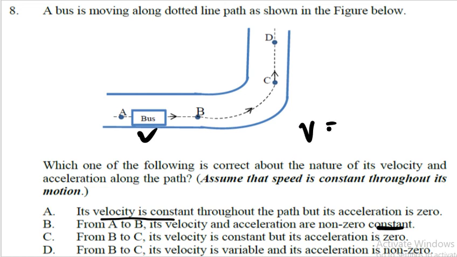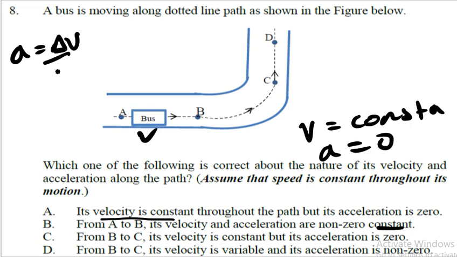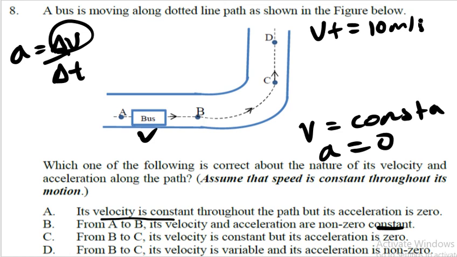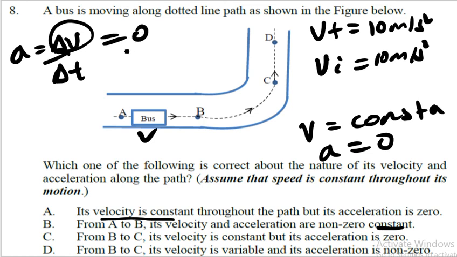If velocity is constant, acceleration will be zero. Don't forget that, because acceleration means change in velocity over change in time. So change in velocity constant means v final, for example, if it is 10 meters per second, v initial is also 10 meters per second. That's constant. So if you take the difference, or if you try to find the change in velocity, it's going to be zero. 0 over time will be 0. So velocity and acceleration cannot be constant at the same time. Non-zero constant can't, because if the velocity is constant, the acceleration will be 0.